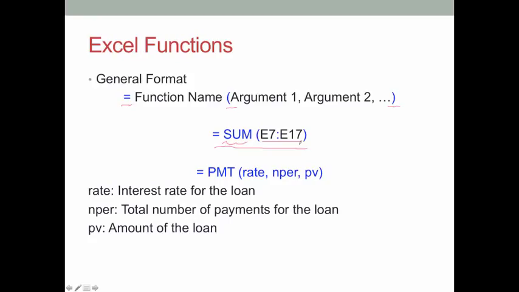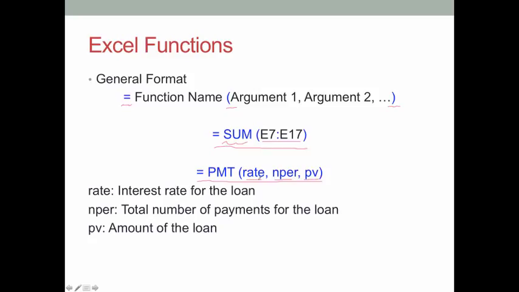In this lecture, I want to talk about the payment function, or the PMT function in Excel. The purpose of the PMT function is to calculate the monthly payment of a mortgage or a loan. We have three arguments in the PMT function: the rate, the number of payments, and the present value.